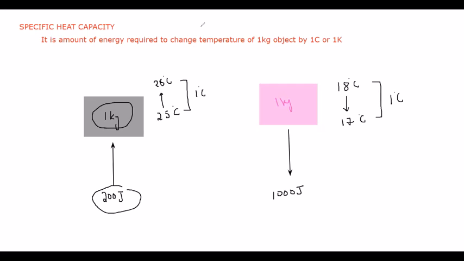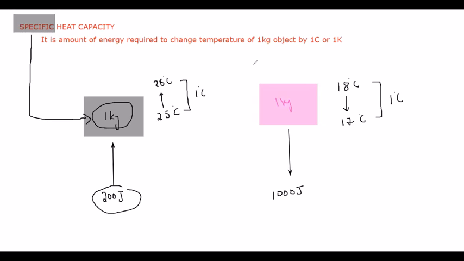Whenever the term specific is used, what is the meaning of the term specific? It means the mass is specified, and the mass should always be 1 kilogram. So the amount of energy required to change the temperature of a 1 kilogram object, we call that specific heat capacity. The reason for distinguishing between thermal capacity and specific heat capacity is that thermal capacity can change, but specific heat capacity will be constant.